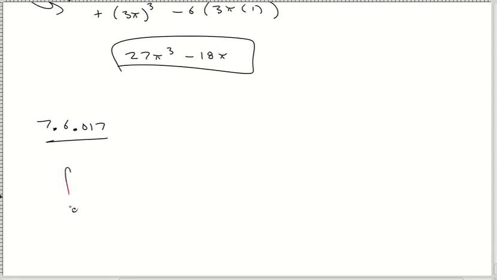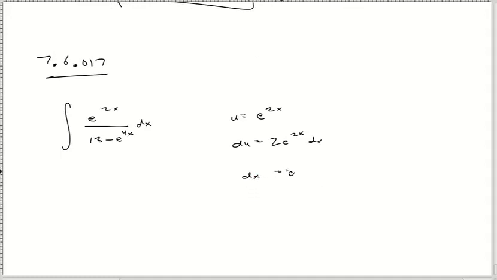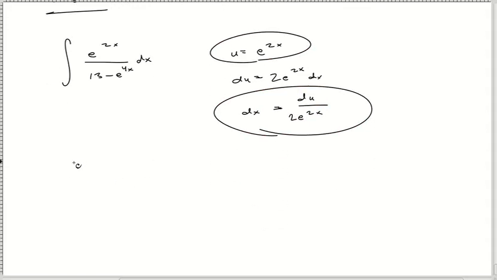76017. Integral of e to the 2x divided by 13 minus e to the 4x dx. What I need to do here is make a u substitution, and then I'll be using the integration tables. My derivative will be a 2 coming down to the front. And I'm going to go ahead and go the full way here so that I get my du divided by e to the 2. There's a 2 still down there.